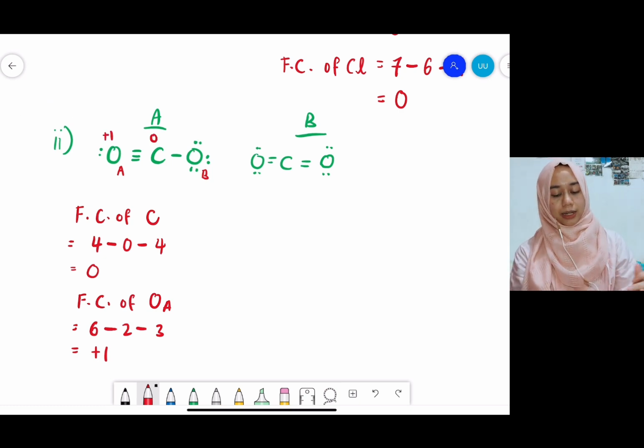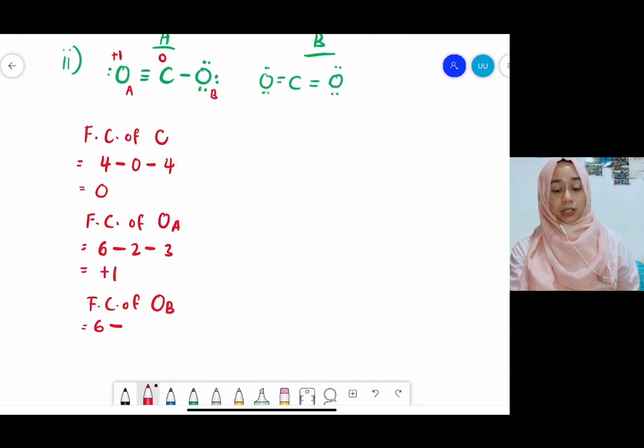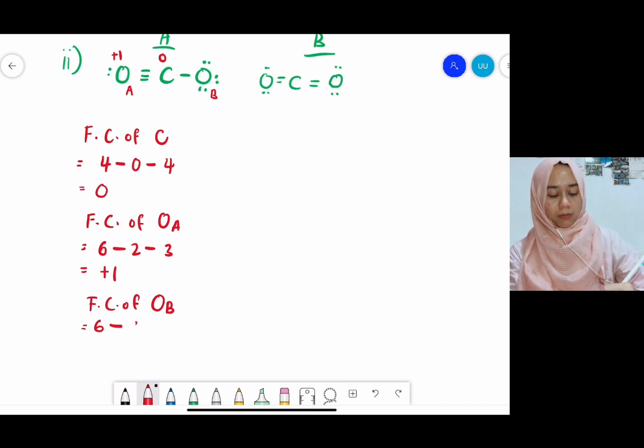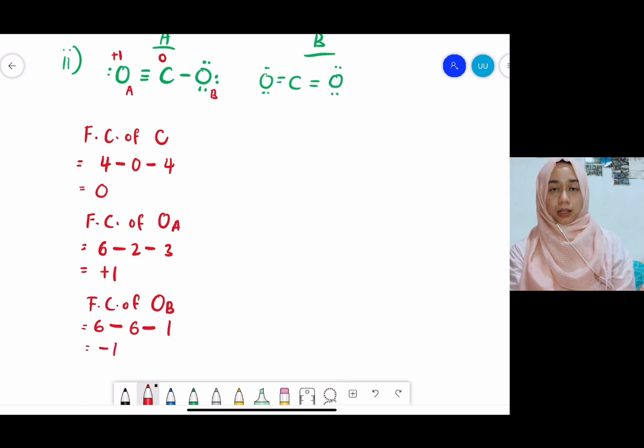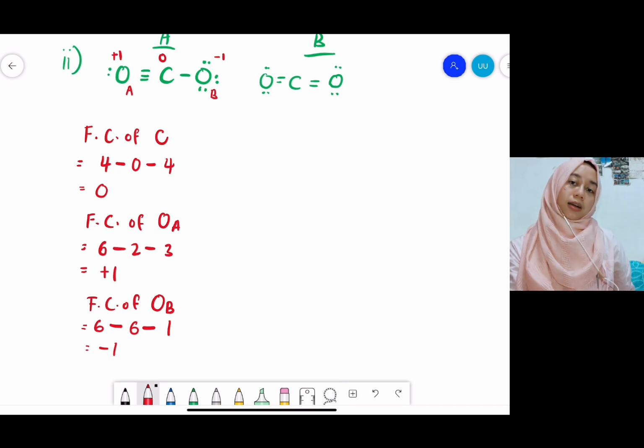Carbon tadi 0 kan. Okay, so now kita kira pula untuk formal charge of OB. So OB pula ada 6 juga valence electron dia. Tapi lone pair electrons dia ada 6. Okay, and then dia ada satu bonding pair. So now kamu akan dapat kat sini negatif 1. So untuk OB dia punya formal charge adalah negatif 1. Okay, meanwhile untuk structure B pula, O kita tak ada beza. Kan, kita tak payah perlu bezakan itu adalah OA ataupun OB. Kenapa? Sebab dua-dua oksigen dekat untuk structure B ada 2 bonding pair, ada 2 lone pair. So tak perlulah kamu letak OA, OB.